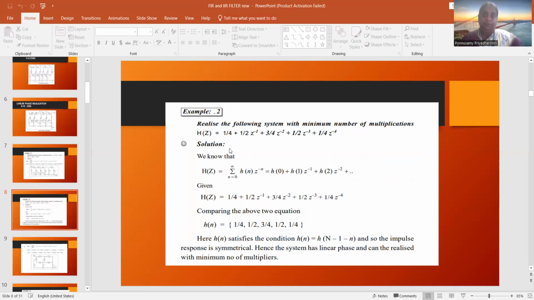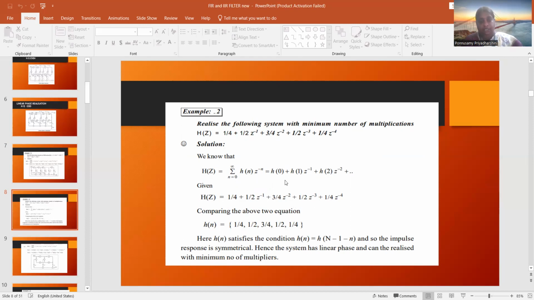So we can write the solution as the summation from n equals 0 to infinity of h of n z to the power of minus n, that is h of 0 plus h of 1 z to the power of minus 1 plus h of 2 z to the power of minus 2, and it can keep on moving up to this. According to this, the given can be written as H of z equals 1 by 4 plus 1 by 2 z inverse plus 3 by 4 z to the power of minus 2 plus 1 by 2 z to the power of minus 3 plus 1 by 4 z to the power of minus 4.